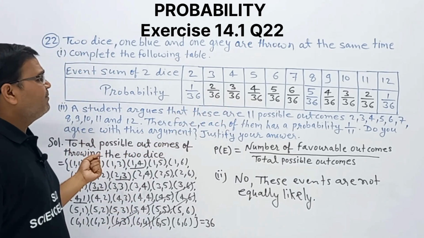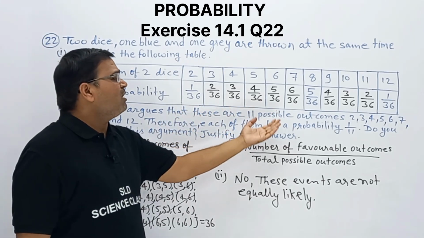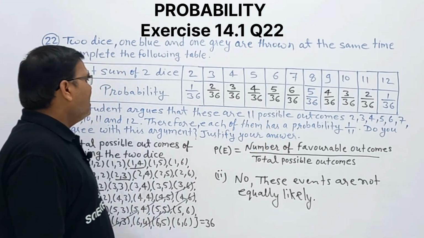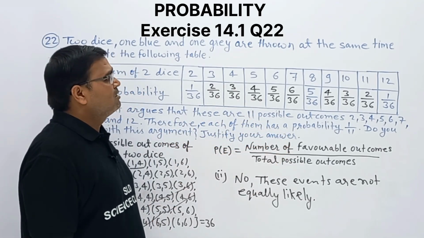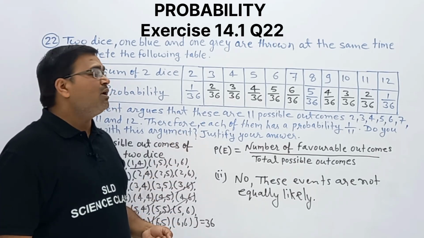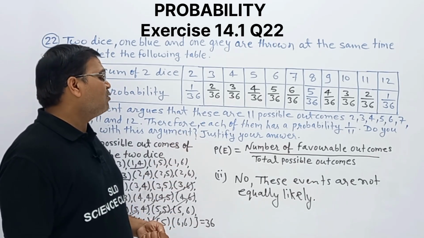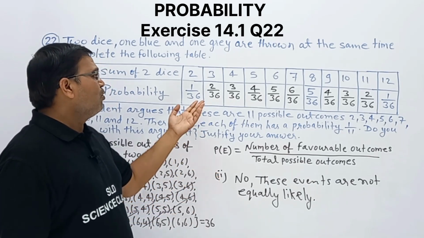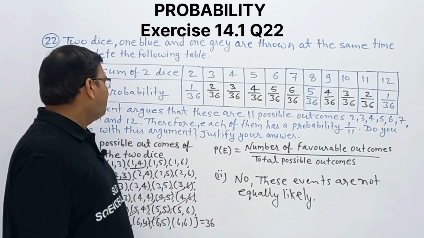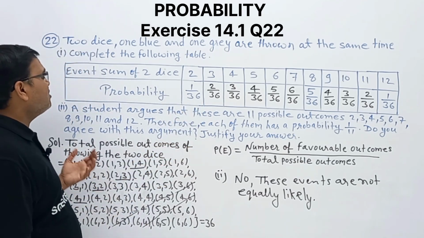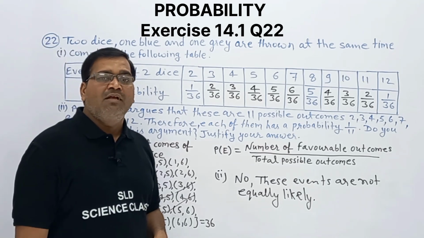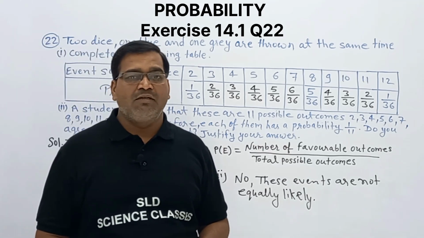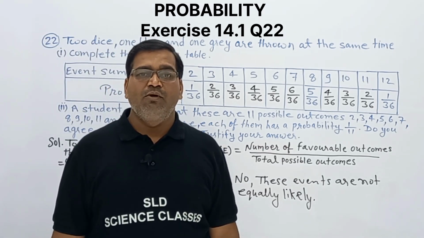Now in the second one, we are having 11 possible outcomes and each having probability 1 upon 11. This is not correct because these are not equally likely events. So we can say this is not a correct argument. Clear? I hope you understand this question. That's all about this question. Thank you so much.